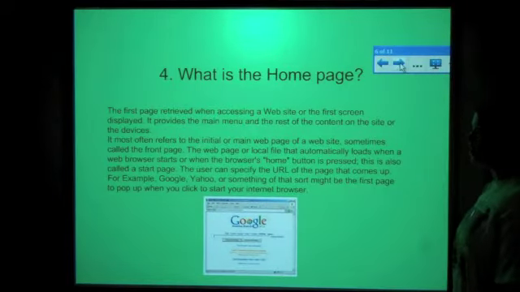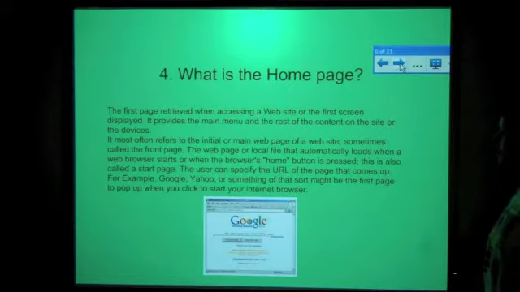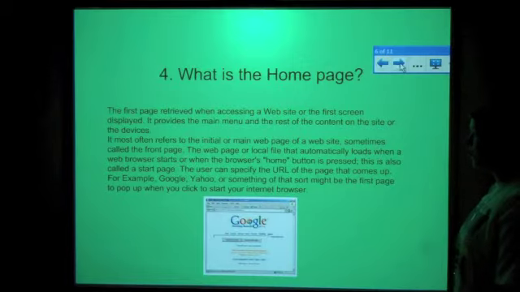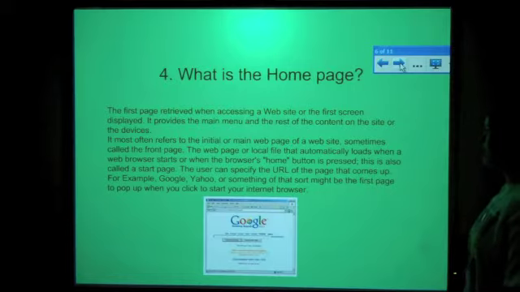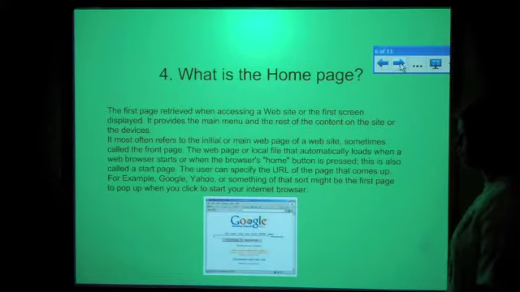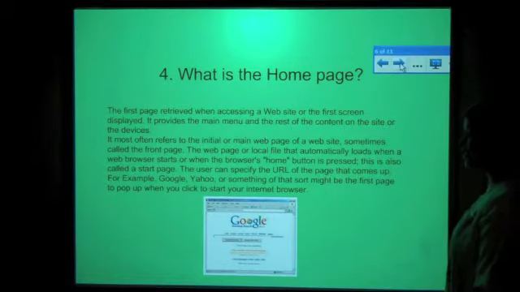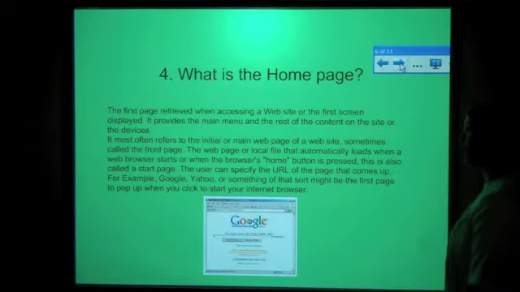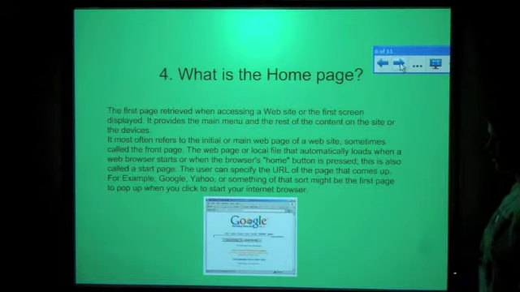What is the home page? The home page is the first page retrieved when accessing a website or the first screen displayed. It provides the main menu and the rest of the content on the site or the devices. It most often refers to the initial or main web page of a website, sometimes called the front page. The web page or local file that automatically loads when a web browser starts or when the browser's home button is pressed. This is also called a start page. The user can specify the URL of the page that comes up. For example, Google, Yahoo, or something of that sort might be the first page to pop up when you click to start your internet browser.